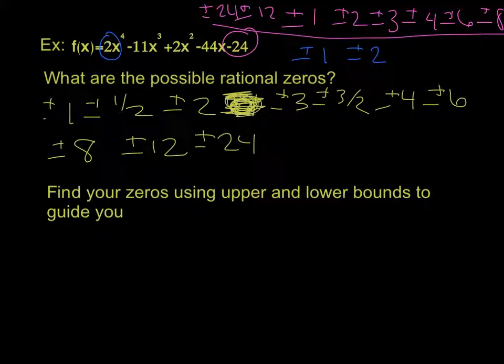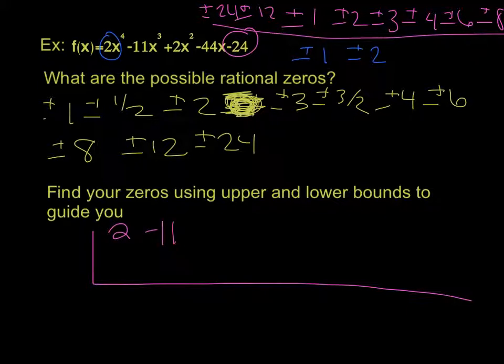So I want to find my zero using upper and lower bounds to guide me. What this means is I'm going to test some numbers, first to see if I can get a zero remainder. Since I have an x to the 4th graph, if I can find 2 zeros, then I can get it down to a quadratic and factor it. But even if I don't get a 0 as a remainder, it will tell me a few things.